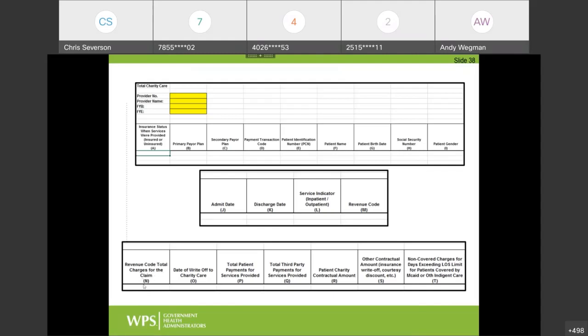The total charges for the claim. Now, assuming you didn't have to do a revenue code, then this is just going to be one line per claim. It's your total charges, which, again, should exclude professional fees. Date of the write-off, total patient payments for services provided. Here, I want to point out, this is all patient payments. This is not the amount that should go on line 22. This is all of the patient payments against that entire claim.